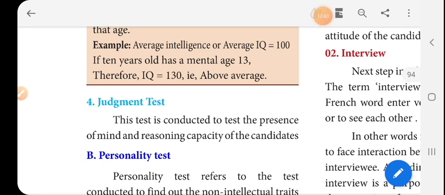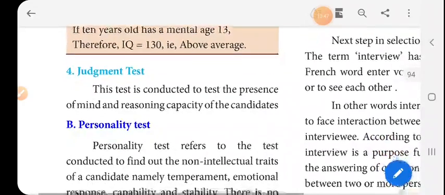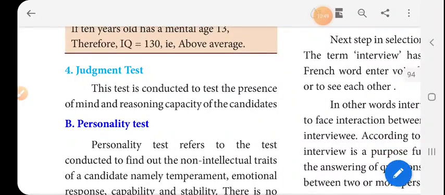So under ability test we have 4 tests. First one, aptitude test. Second one, achievement test. Third one, intelligence test. And fourth one, judgment test. The next heading under the selection test, personality test. Under the selection test, we have 2 tests. First one, ability test, and another category, personality test. Under ability test, we have 4 tests: aptitude, achievement, intelligence, and judgment. And another type of test is personality test.